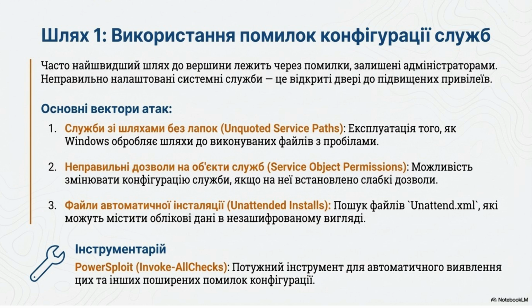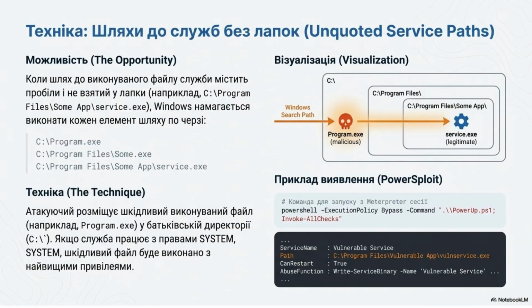One path to elevated privileges is exploiting configuration errors left by administrators. Key attack vectors include unquoted service paths, incorrect service object permissions, and unattended installation files. The unquoted service paths technique exploits how Windows processes paths with spaces if they are not enclosed in quotes. A malicious executable can be placed in a directory along the path, allowing it to be executed with higher privileges.